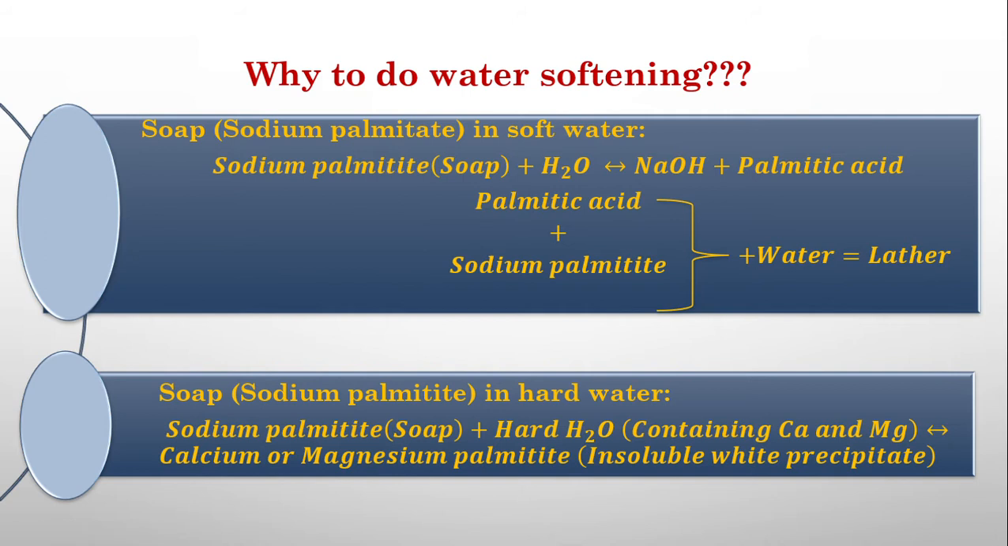But when the water contains some hardness, or the presence of some salts of calcium and magnesium, then what will happen is this sodium palmitate, which is soap, combines with this hard water which contains calcium and magnesium, and it will give a product known as calcium or magnesium palmitate. This is insoluble in water and forms a precipitate, which does not form any lather in water. So this is the reason why we need softening. We have to remove the hardness from this water.